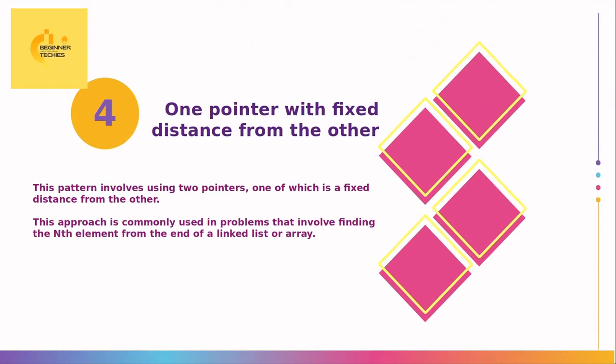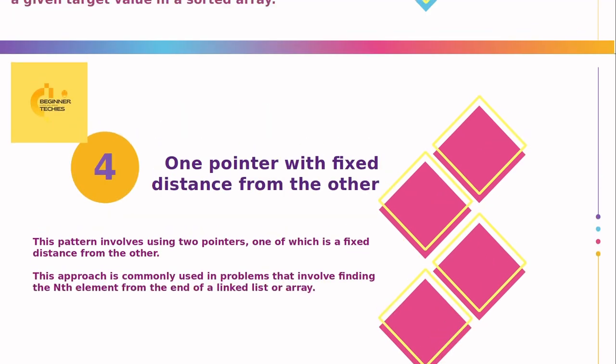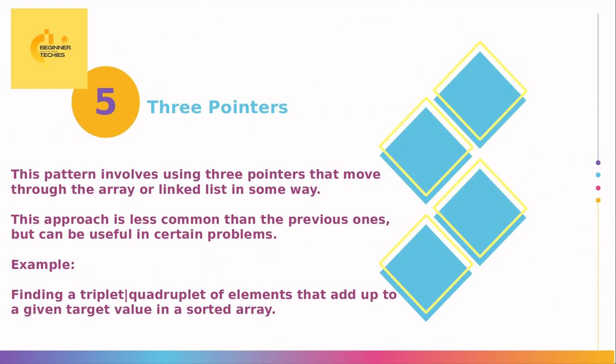The fourth one is one pointer with a fixed distance from the other. This pattern involves using two pointers, one of which is a fixed distance from the other. This approach is commonly used in problems that involve finding the nth element from the end of a linked list. If we need to find the nth element from the end of a linked list or array, we can simply use this technique. We can fix the distance between the two pointers, and based on that we can do our calculation.